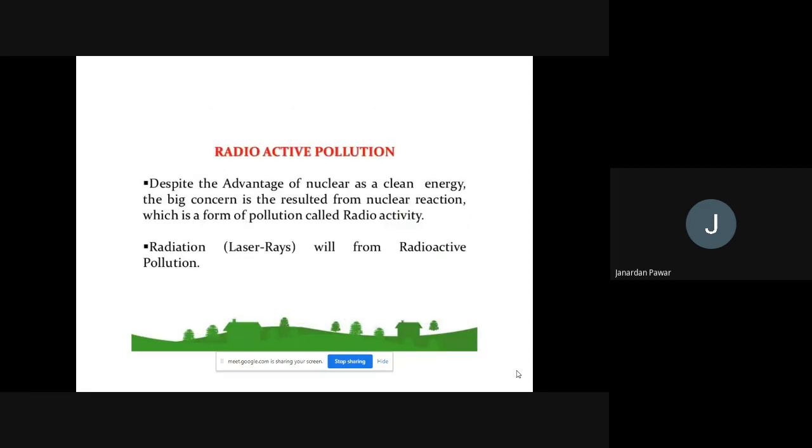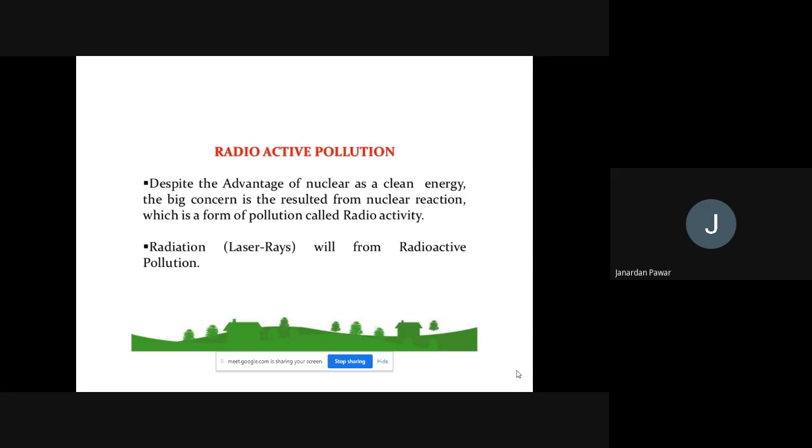So now the last type of pollution we are going to see here. That last type of pollution is radioactive pollution. Remember, this one is a new and another type of pollution that we have. What is that? Radioactive pollution. So this one is just a type of pollution, and we can get information about this. I think you guys have not heard about this kind of pollution.